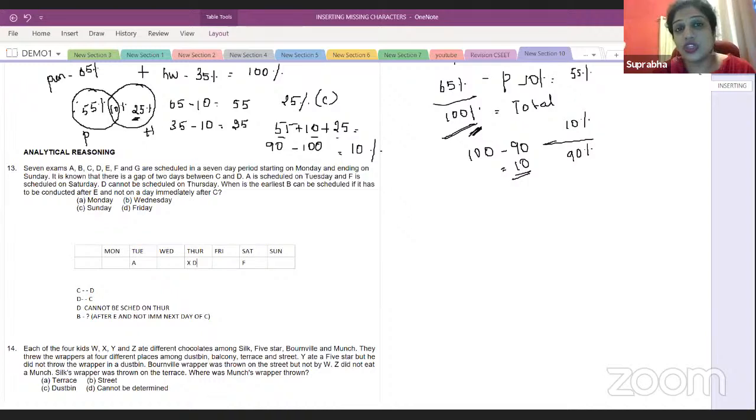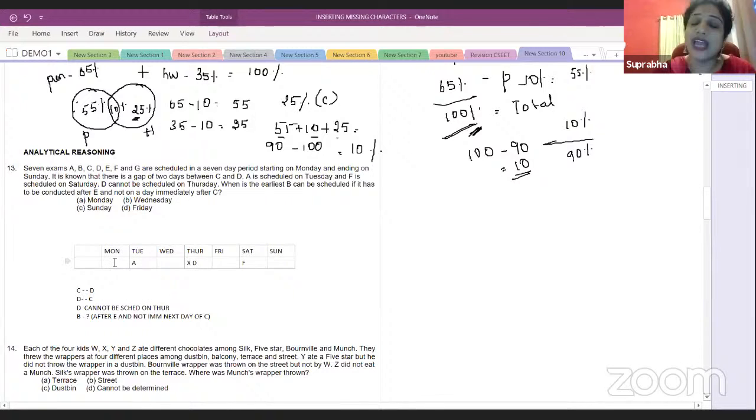Now, what is the question? You have to allocate B's examination at the earliest. But to do that, you have to fulfill two conditions. B should come only after E, and second, B should not be there immediately after C. These are the two conditions. Till here clear? Yes, so we'll go to how to allocate.